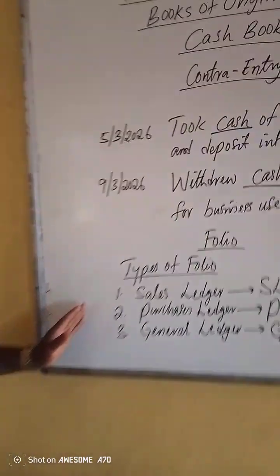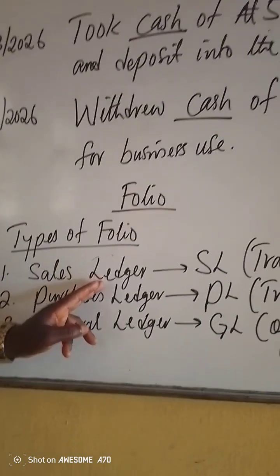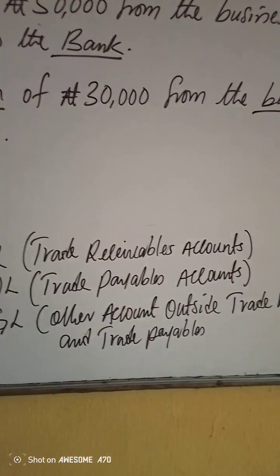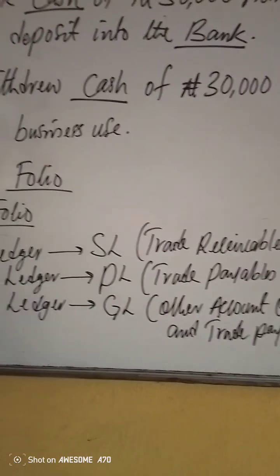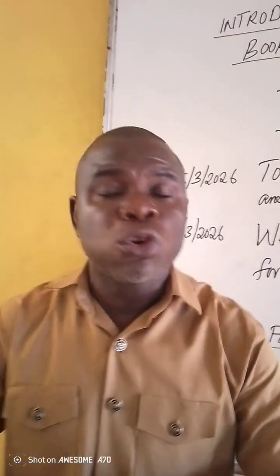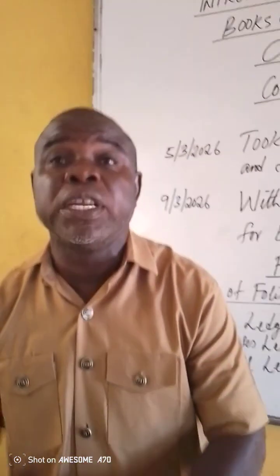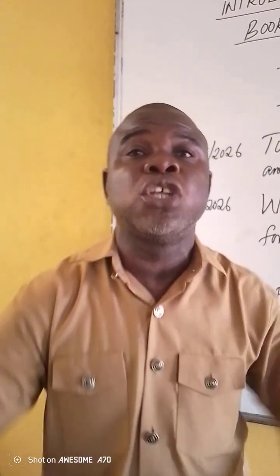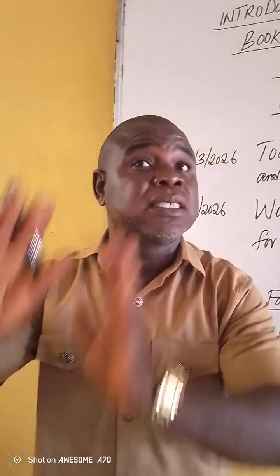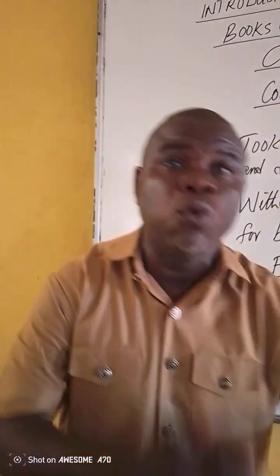Let's look at the types of folio. We have three types of folio. Basically, we have what is called the sales ledger, which is referred to as SL, and then the trade receivables account. It means accounts recorded in the sales ledger are only accounts that relate to goods that are sold on credit to customers. That is, all trade receivables, all debtors, are under the sales ledger.